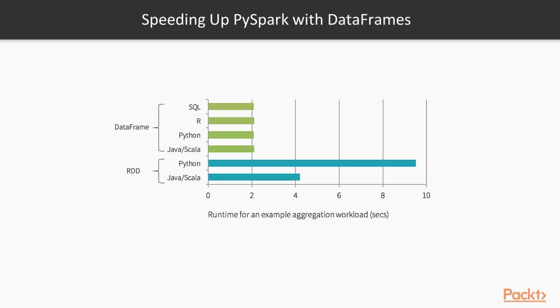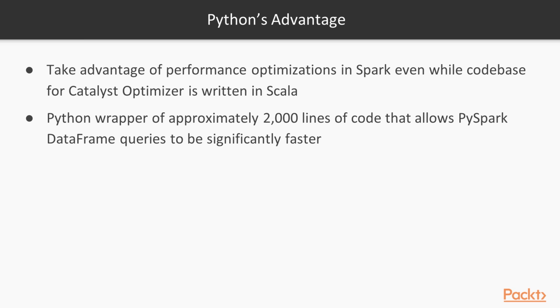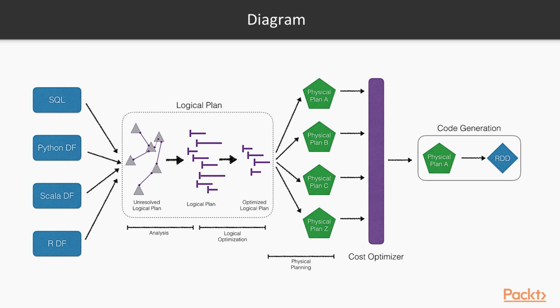With DataFrames, not only was there a significant improvement in Python performance, there is now performance parity between Python, Scala, SQL, and R. Python can take advantage of the performance optimizations in Spark even while the code base for the Catalyst Optimizer is written in Scala. Basically, it is a Python wrapper of approximately 2,000 lines of code that allows PySpark DataFrame queries to be significantly faster. Altogether, Python DataFrames are all able to make use of the Catalyst Optimizer, as per this updated diagram.